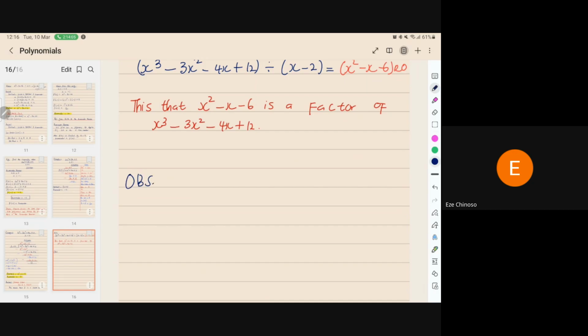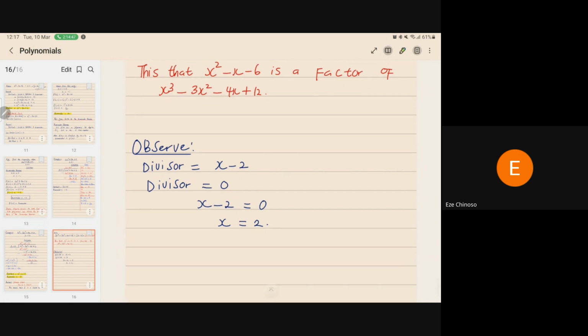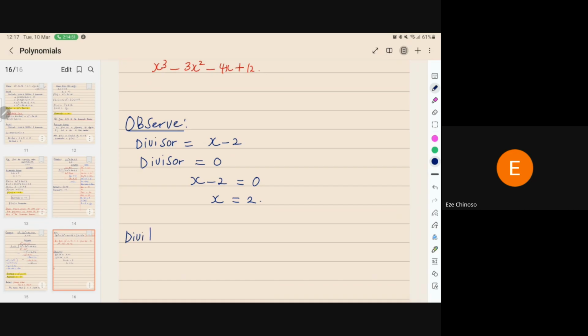Now, observe this as well. Observe the factor theorem. The divisor is equal to what? For this one, x minus 2. So divisor equals 0. That means x minus 2 equals 0. X is equal to 2. Now the polynomial, the dividend, is equal to f of x.